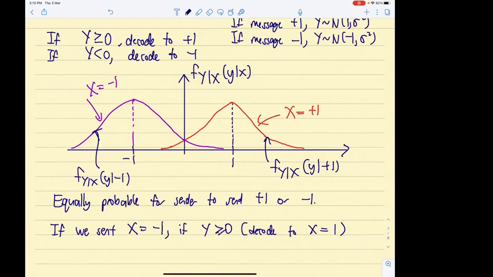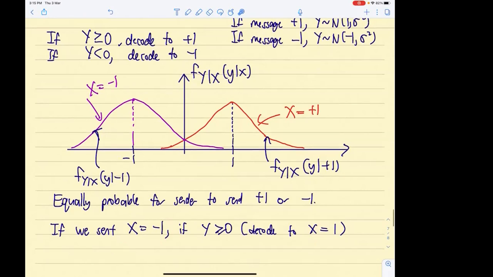So suppose I sent the message x equals to minus one. And I receive, because of the inherent noise in the system, a y such that y is positive. Then I will decode to x equals to one. And this is an error, right? This is an error relative to this. You agree? Okay, those people are nodding. Those people there are with me.